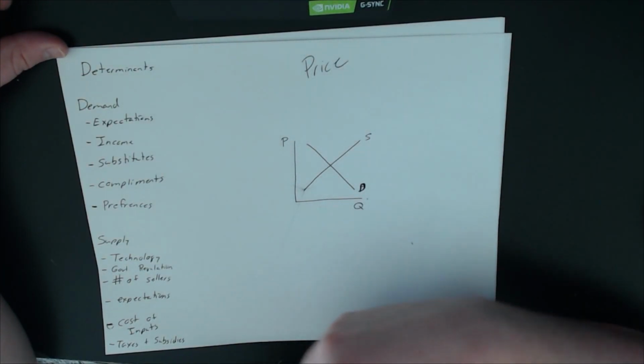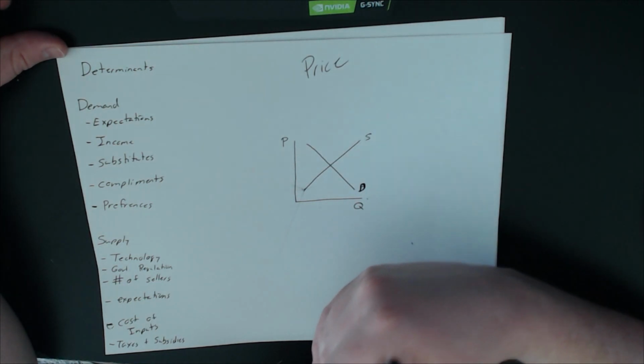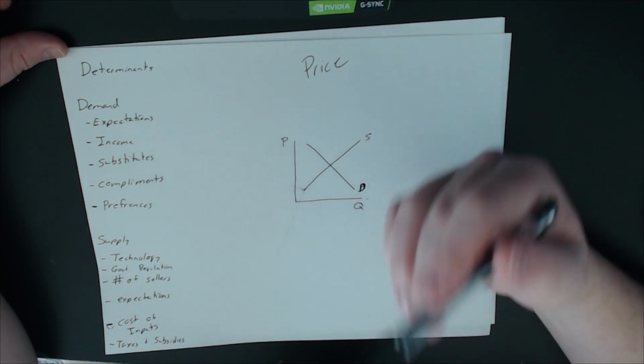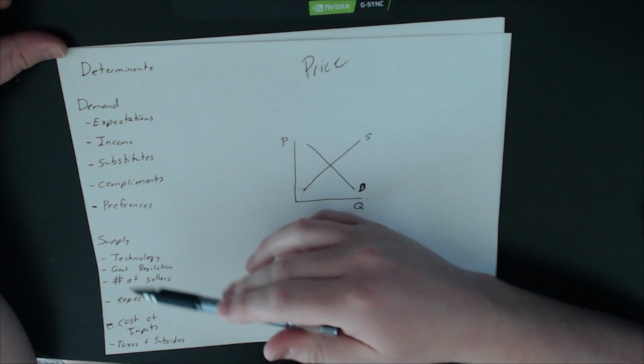Government regulations. What rules do businesses have to follow when they're producing things? Number of sellers. How many people are in the market? How many people are selling burgers? How many people are selling cars? How many people are selling pedicures?